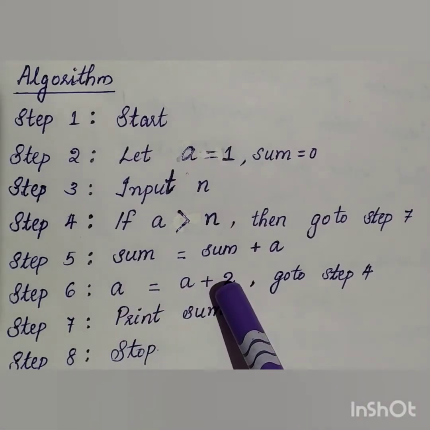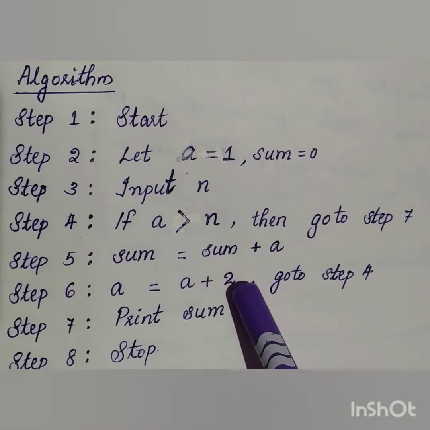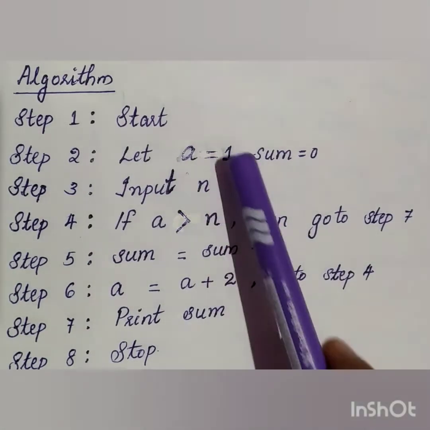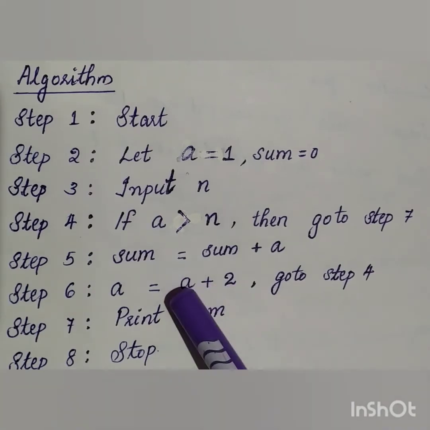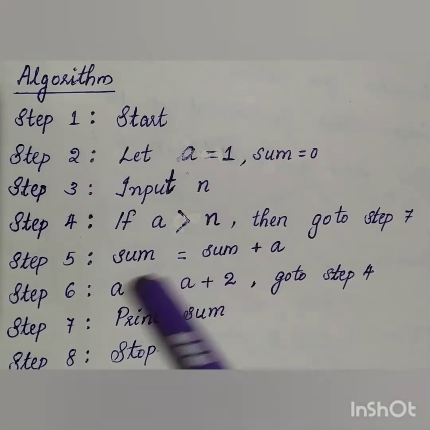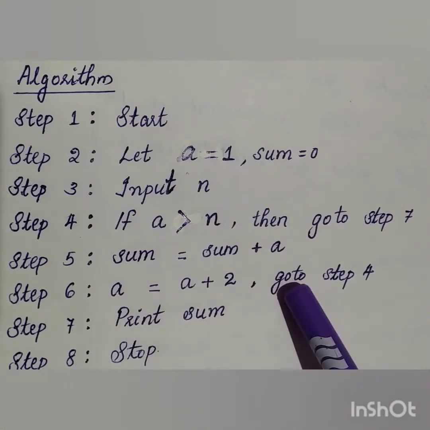What is this? Incrementing the value of a by 2. That is finding out the next odd number in the series. First number was 1. The next number in the series is 3. So 1 plus 2, 3. So the new value of a is 3. Then saying go to step 4.